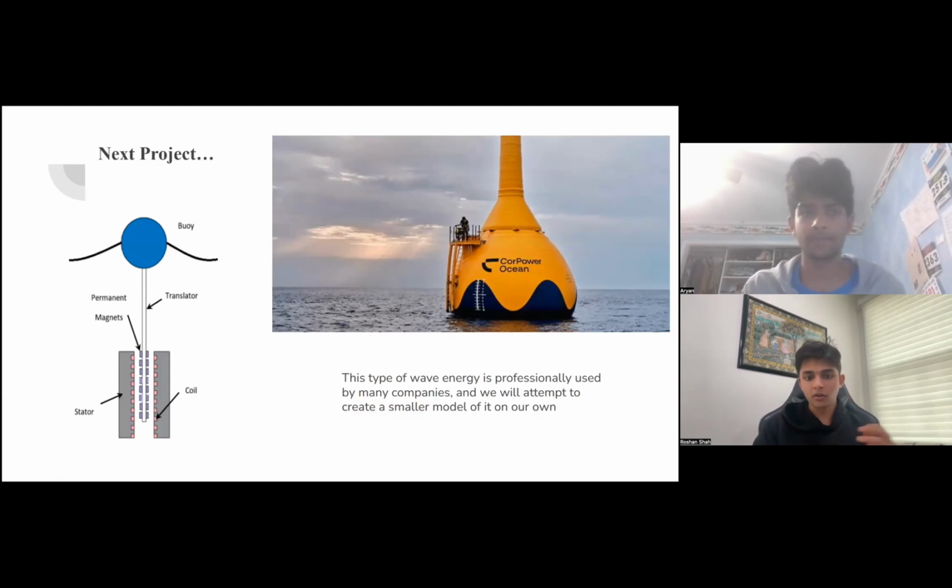So ultimately, as I talked about, we're going to build this PTO-based point absorber, and it's going to involve a translator and magnets and coils around it, using that motion to create electricity. And this type of wave energy is used professionally across the world. One of the main companies, CorPower, a Swedish company, is using this type of point absorber method to create electricity. And we want to attempt to build a smaller model of it and ultimately improve it and innovate it.